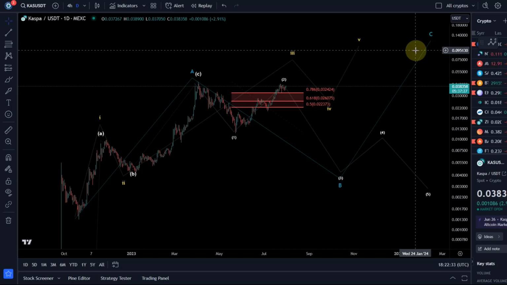2 options is fine. 2 likely counts is great, but as soon as you have 3 or more, it makes it difficult. However, probabilities are starting to shift currently to my preferred count, which I highlighted already on Discord a few weeks ago, I think, for channel members. I did highlight I'm leaning towards the yellow wave count at the moment, and this seems to be playing out right now, but let me take you through the different wave counts.